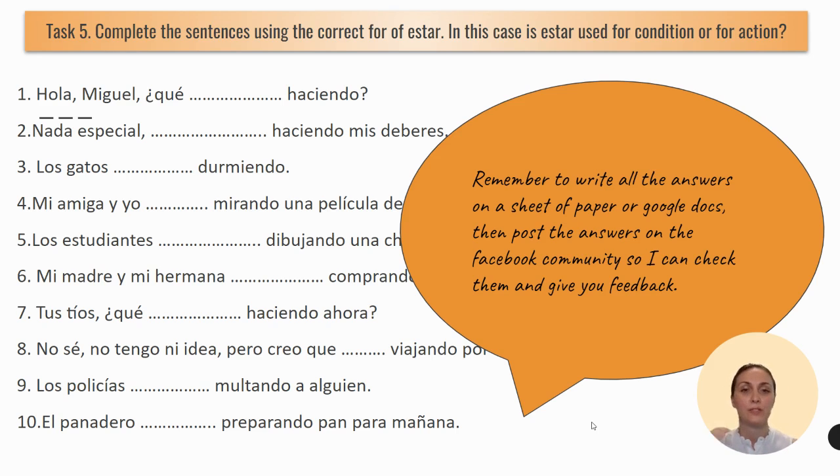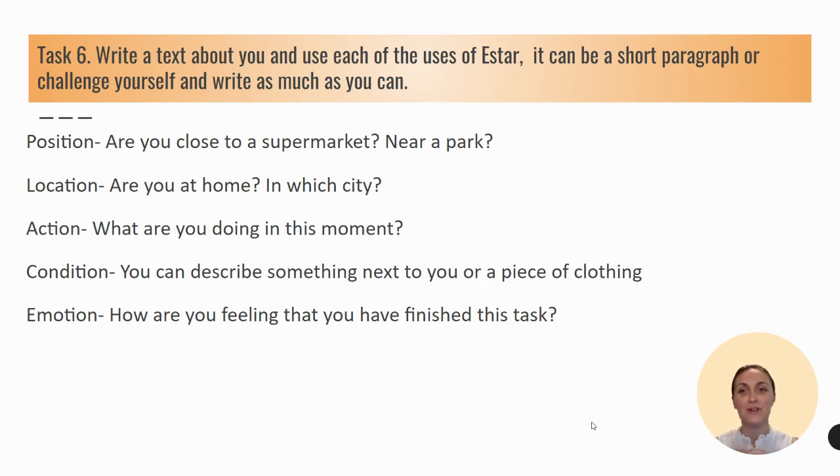Now that you have finished these tasks, obviously with time, with pausing the video, with thinking about it, with maybe checking vocabulary online, because you also have to be responsible for your learning, okay? I want you to go to the next task, okay? And I want you to write a text about you and use each of the uses of estar, okay?